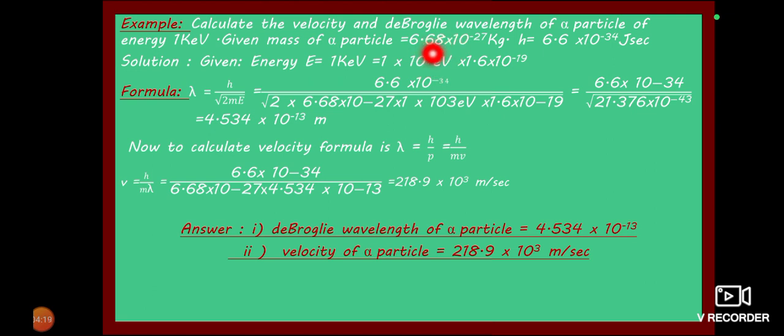So look here, the same thing happened: the power is not showing properly in the print. So just consider it. The same thing happened here, 10 raised to 3 and 10 raised to minus 19. So after substitution, the equation becomes like this, 4.534 into 10 raised to minus 13 meter.